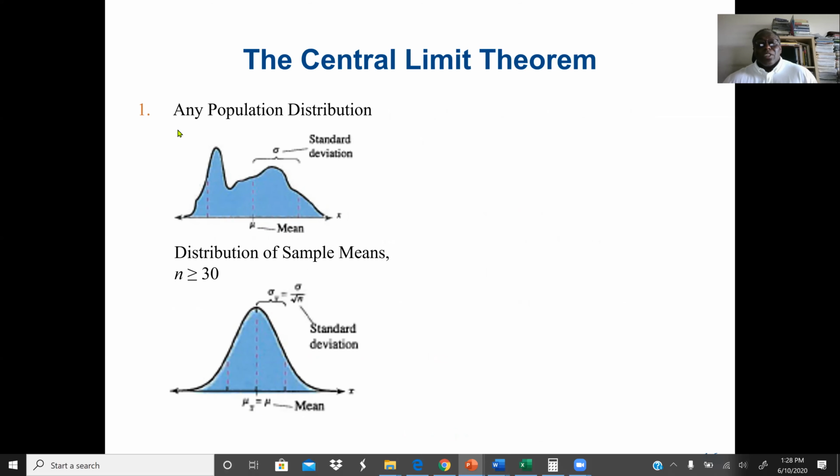So here we say that for any population distribution with a given standard deviation, the mean is always the center. This can be any population distribution. But if the sample size n is greater than or equal to 30, then we can approximate the sampling distribution of the sample mean to a normal distribution. So for a normal distribution, the sample size has to be at least 30 or more, and we can see our normal distribution here. It can be from any population distribution.